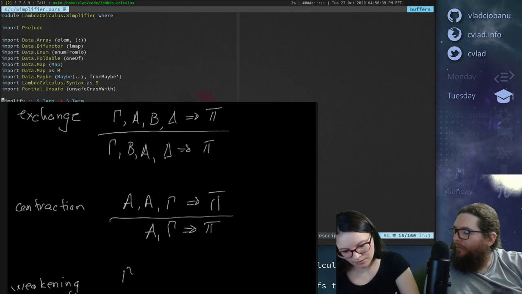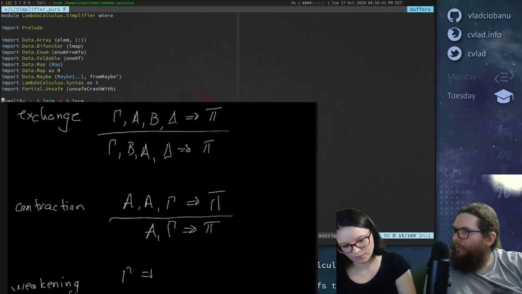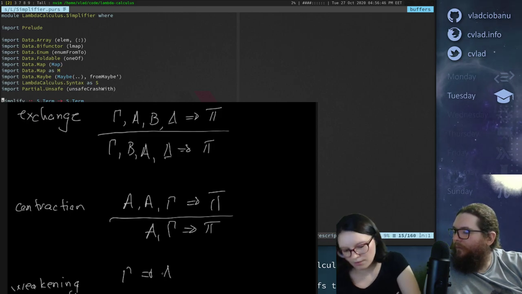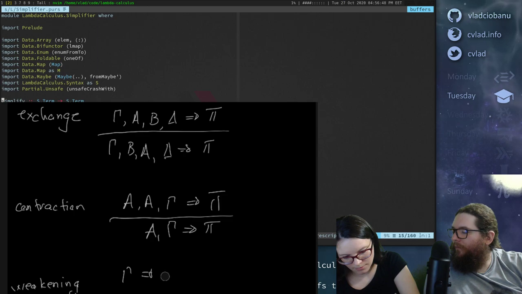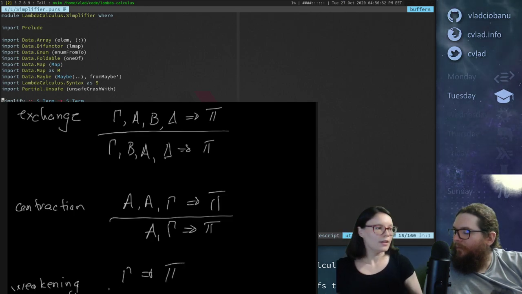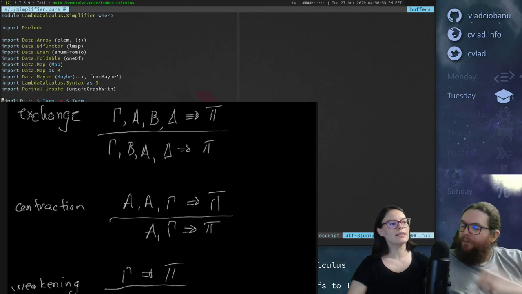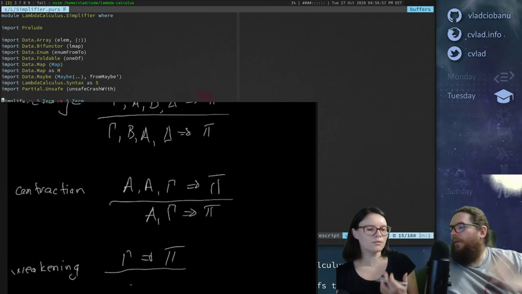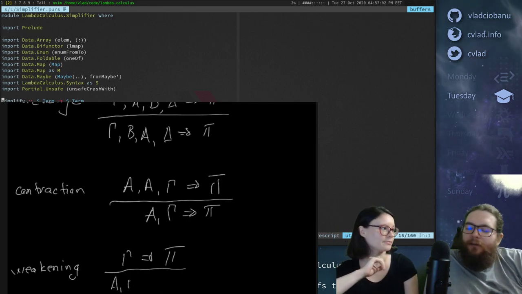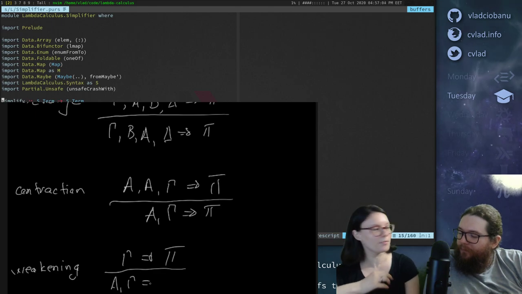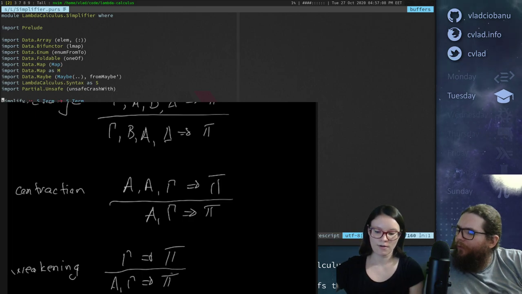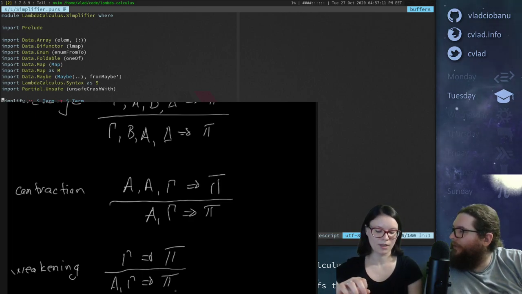Gamma implies pi, and then I have A, gamma implies pi. This rule says that you can always add extra hypotheses, or you can always add extra conclusions, because, don't forget, you can remove hypotheses and add conclusions.